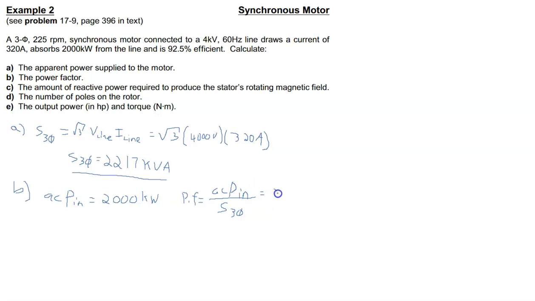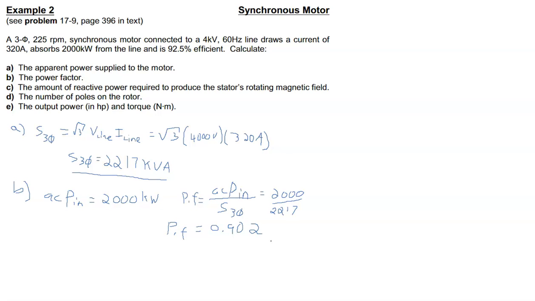And so we have 2,000 kilowatts over 2,217 kVA, so our K's cancel. And so now our power factor then is equal to 0.902. And normally when we calculate a power factor, we're supposed to specify if it's leading or lagging.